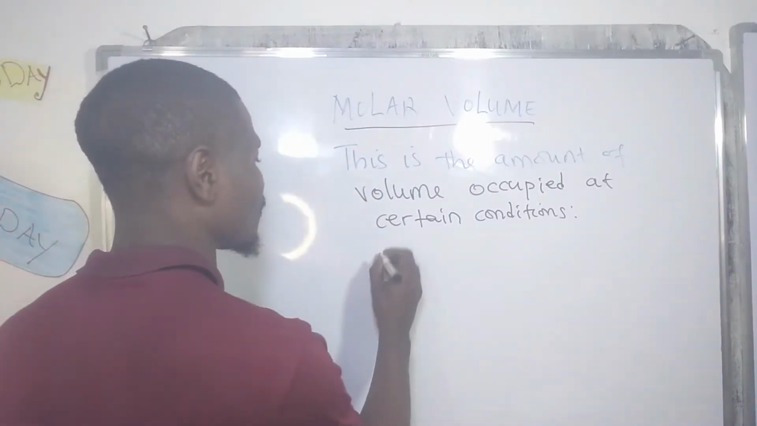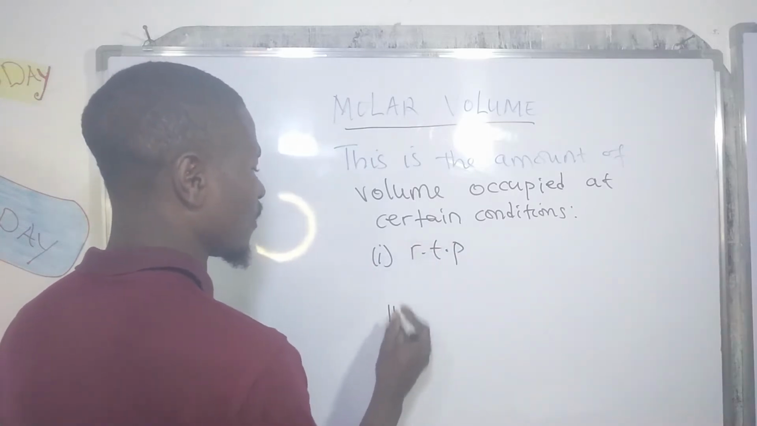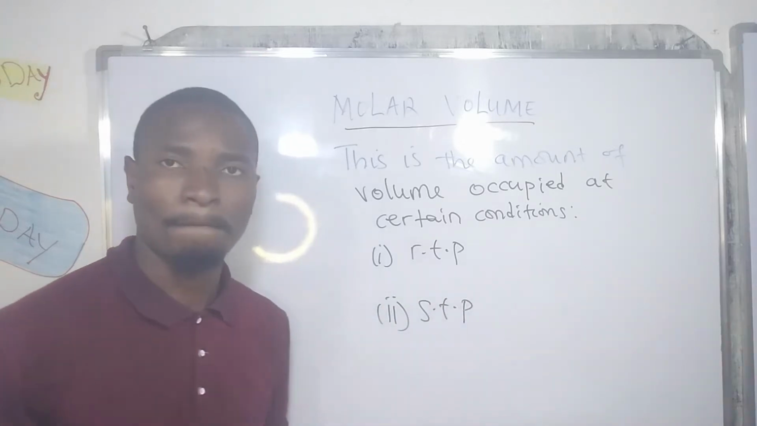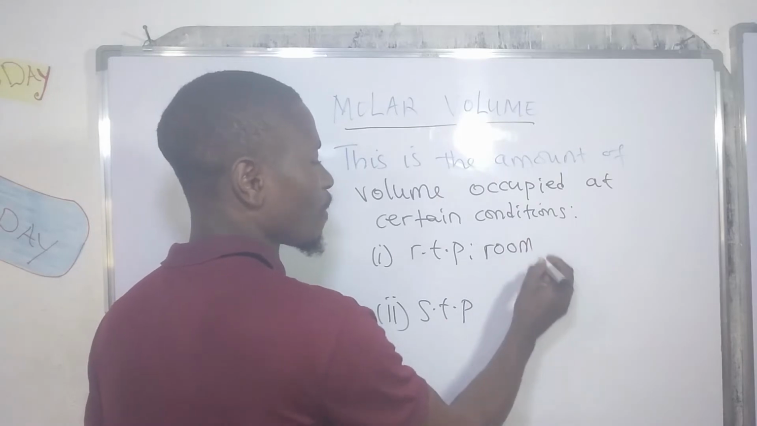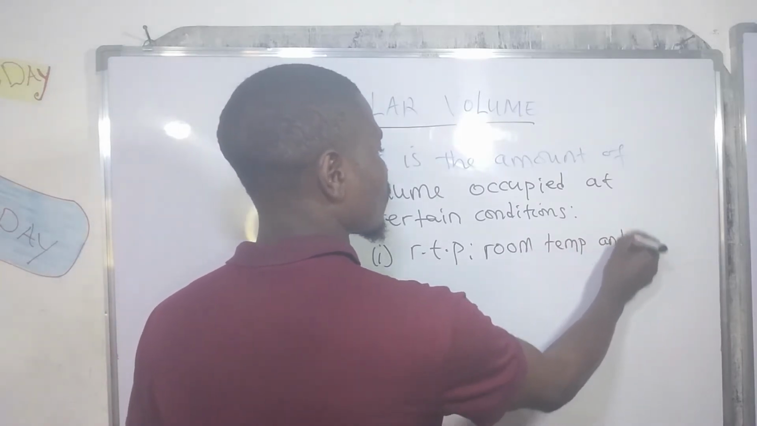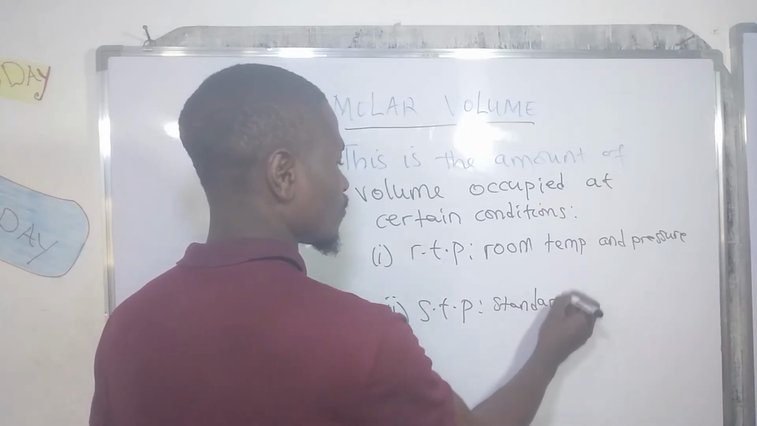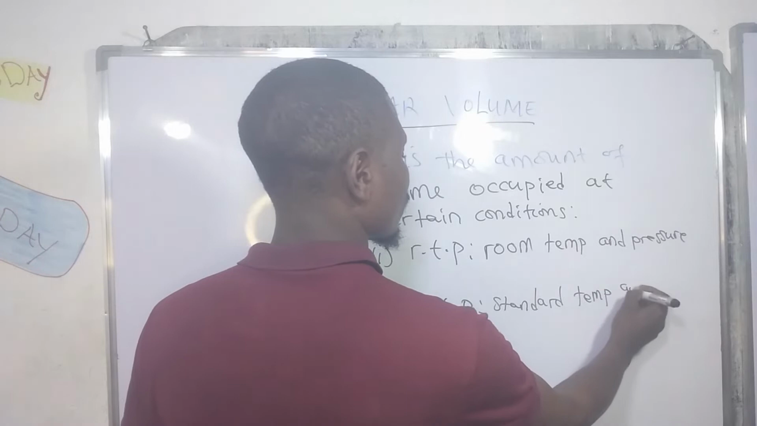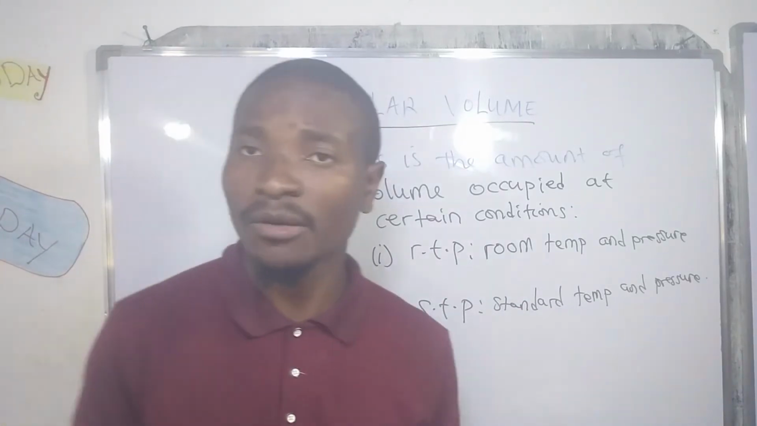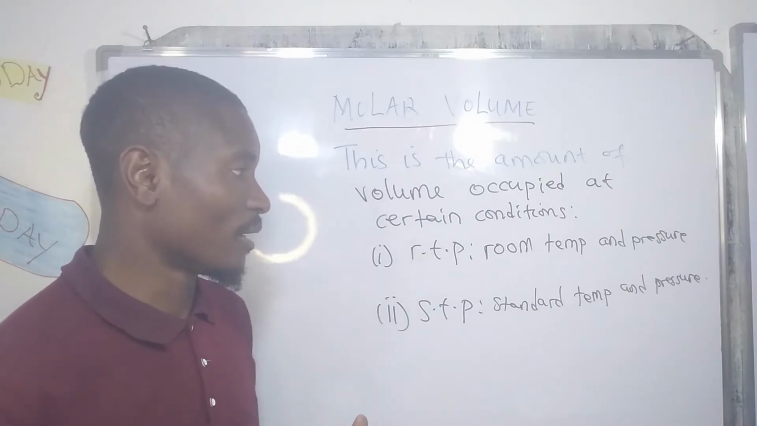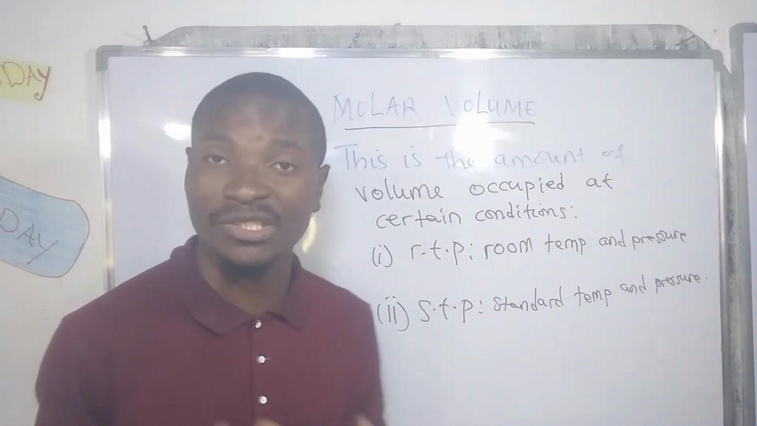So the first condition is called r.t.p and then also s.t.p. What we mean by r.t.p is room temperature and pressure. So we are normally looking at two conditions, that is r.t.p, room temperature and pressure, and also s.t.p, standard temperature and pressure.